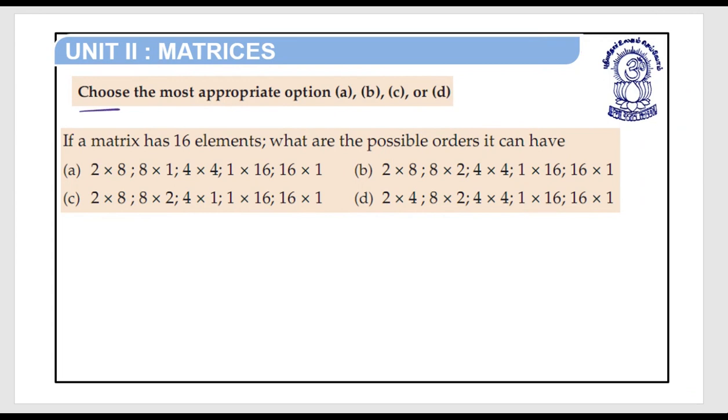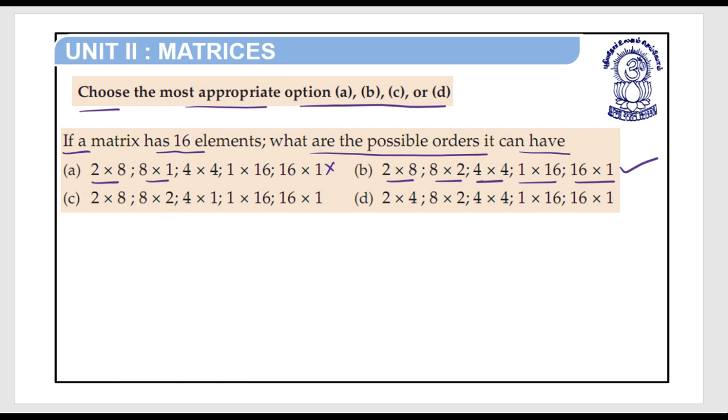Choose the most appropriate option A, B, C or D. If a matrix has 16 elements, what are the possible orders it can have? So here, start with the first option A. 2 8s are 16, 8 1s are 8, so this is not possible. 2 8s are 16, 8 2s are 16, 4 4s are 16, 1 into 16 is 16, 16 into 1 is 16. So this one is the answer. Right answer is B.